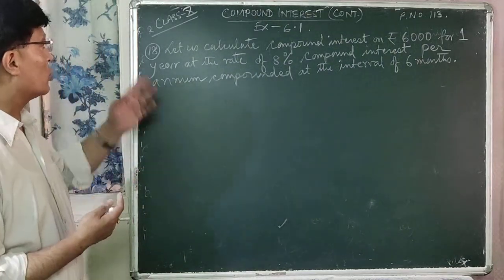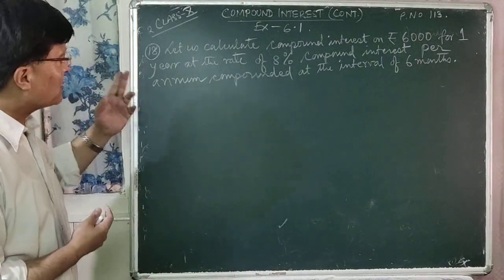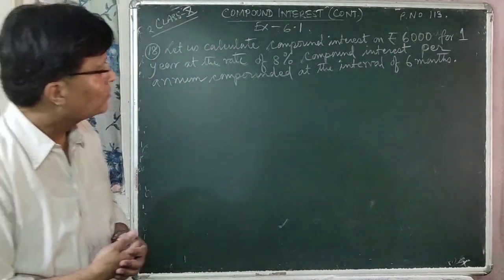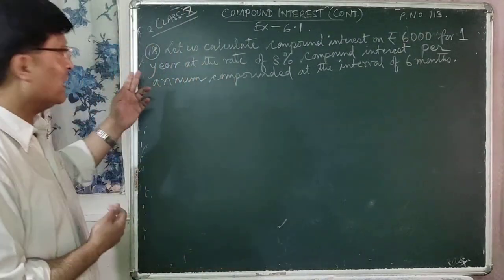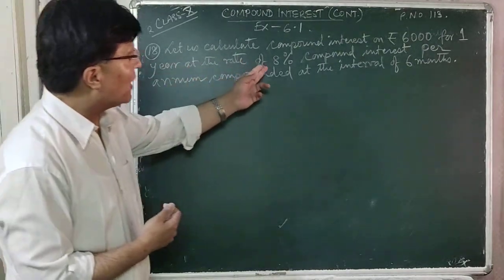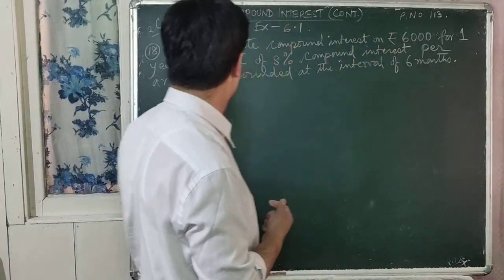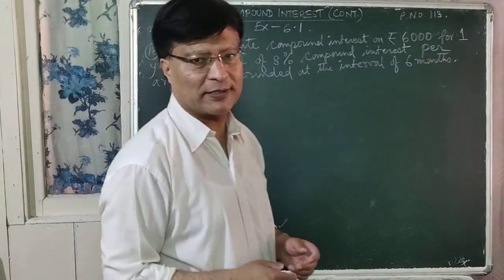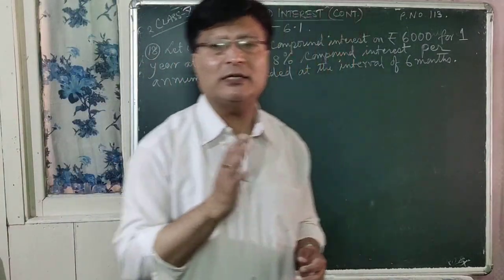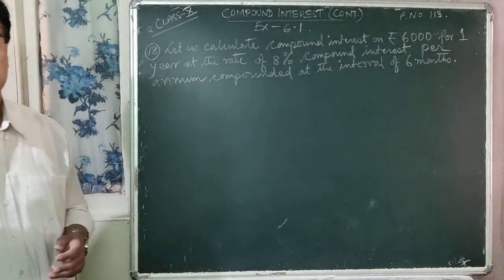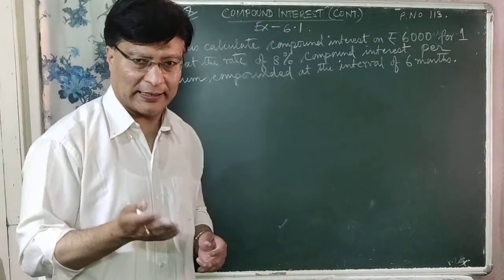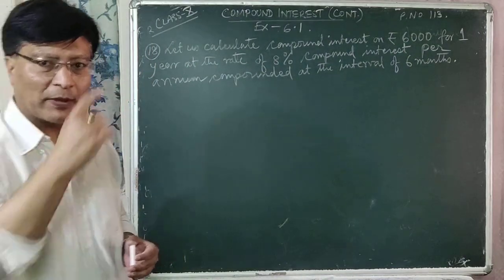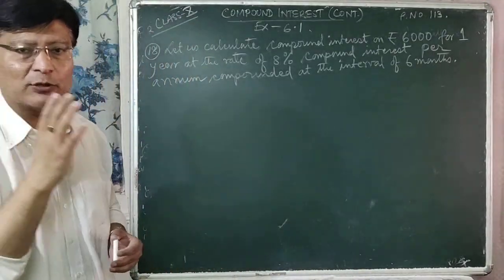Question number 18 is: let us calculate compound interest on rupees 6,000 for 1 year at the rate of 8% compound interest per annum, compounded at the interval of 6 months. That means compounded half yearly, 6 months and 6 months. For the whole year, 6 months and 6 months are the two phases.